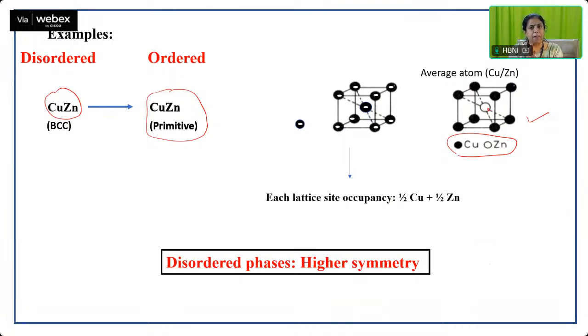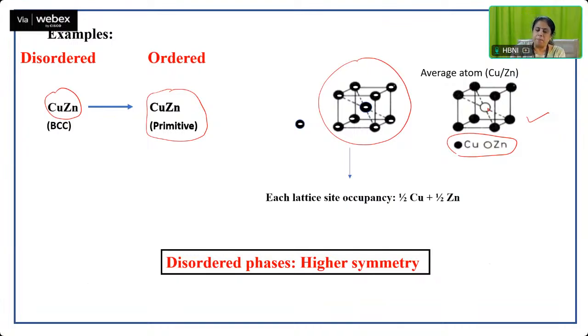But as you increase the temperature, copper and zinc swap positions. The randomization increases and you end up with this unit cell. Now, what does it mean? This means that the probability of finding copper or the probability of finding zinc at any of the lattice sites is 50-50.